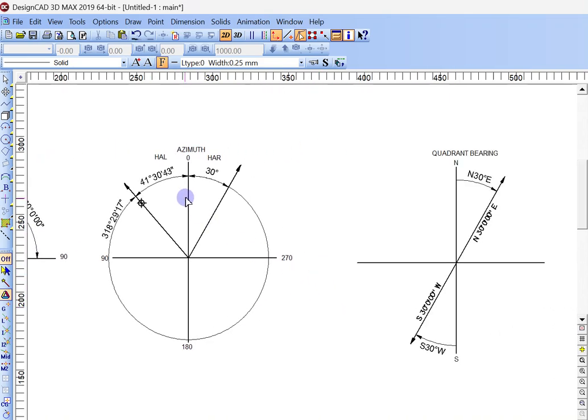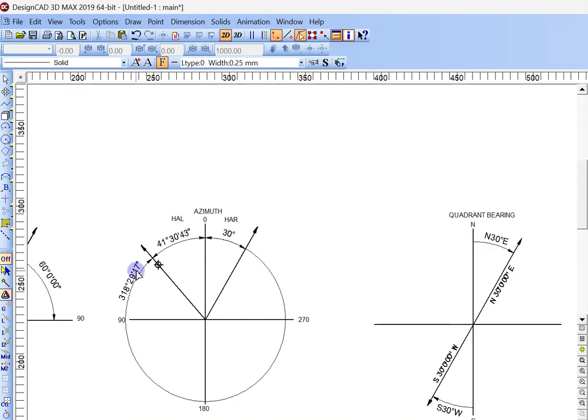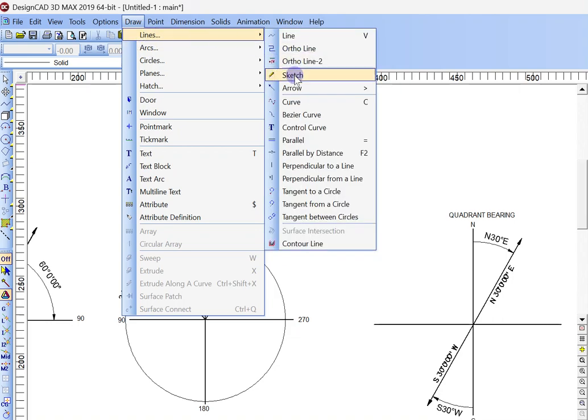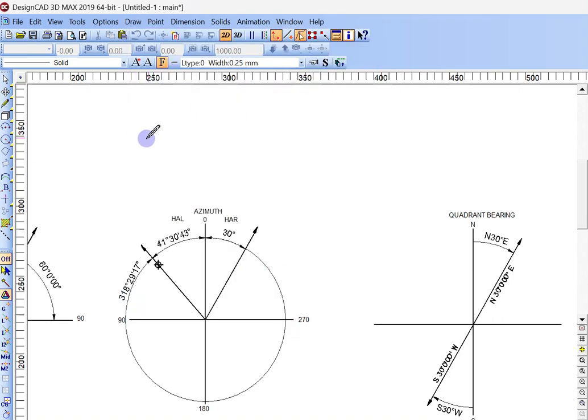Let's see. If you don't know how to do this, let's say I'm going to just do one real quick. Draw. Sketch. So 360 degrees is 359.